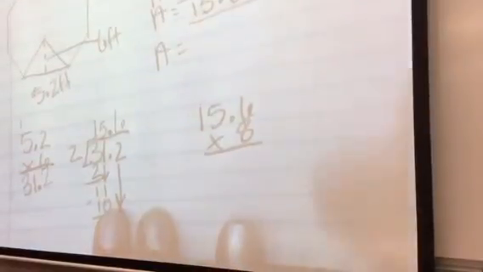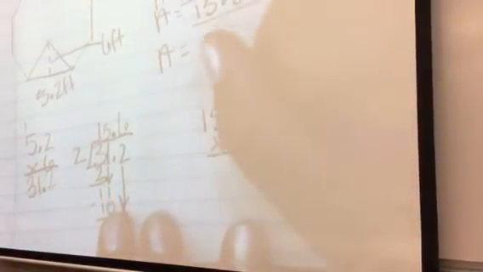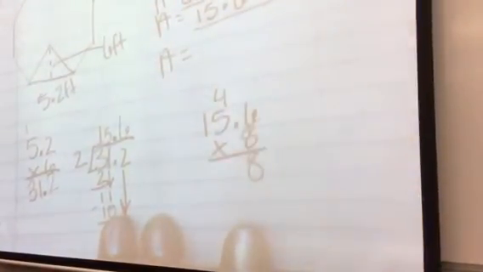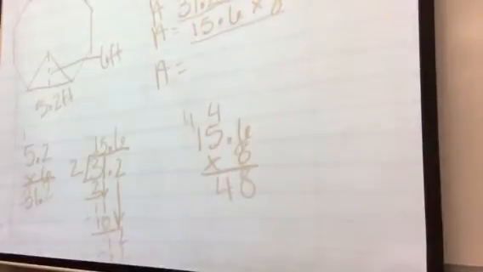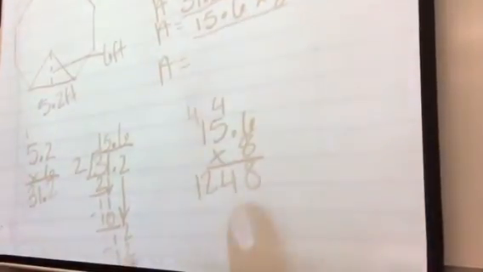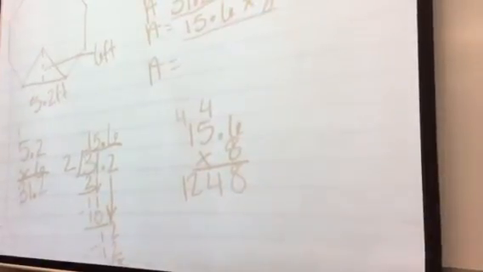15.6 times 8. 8 times 6 is what? 48. 8 times 5? 40. Plus 4? 44. 8 times 1 is what? 8. Plus 4? 12. Is this my answer right here? No. How many times do I need to move my decimal over? 1 time, good. So area equals 124.8 what? Feet squared.